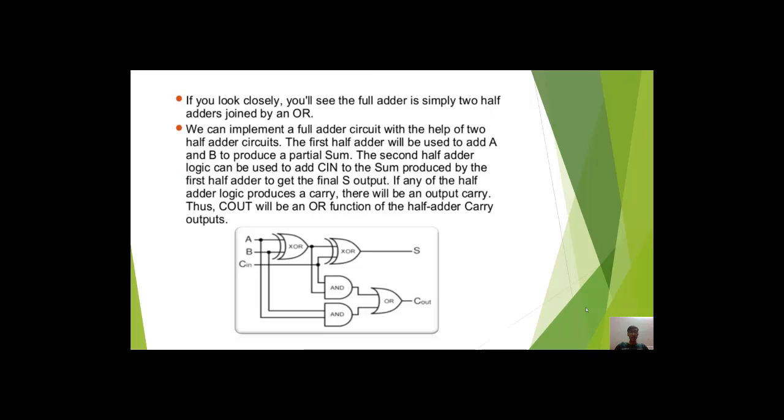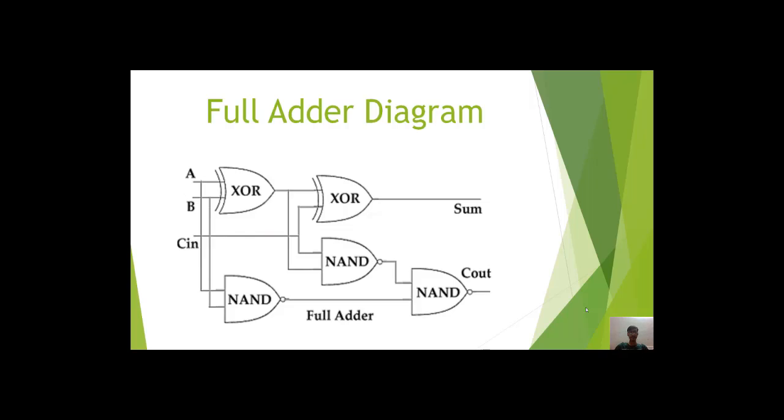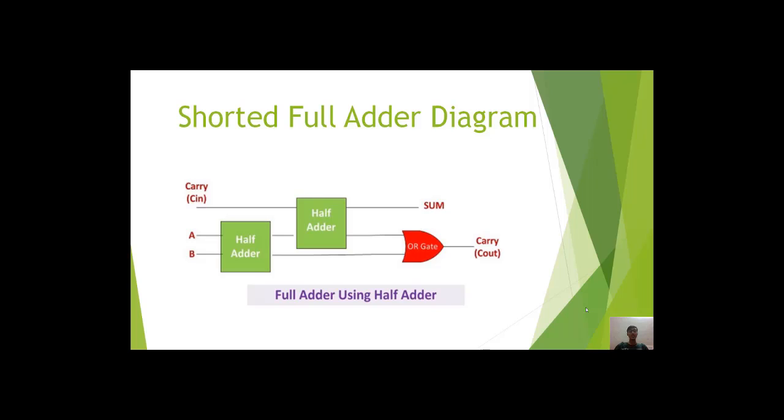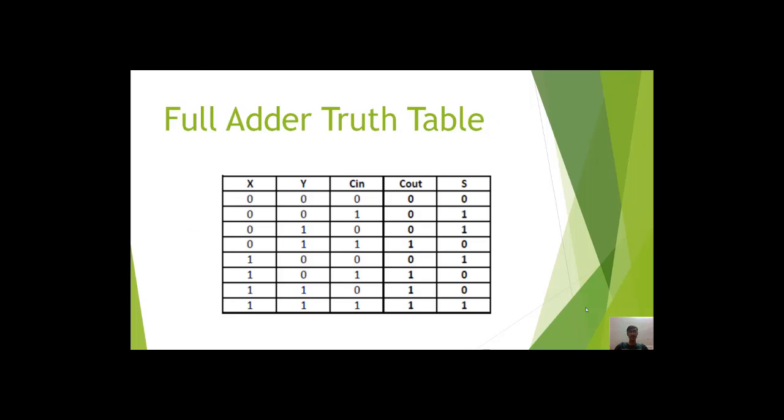Now the full adder consists of two half adders, and in front of that one OR gate is connected. This is the internal structure of the full adder circuit, which is the combination of two half adders and one OR gate. Now this is a simplified form of the full adder circuit that includes two half adders and one OR gate. This is the truth table of the full adder.